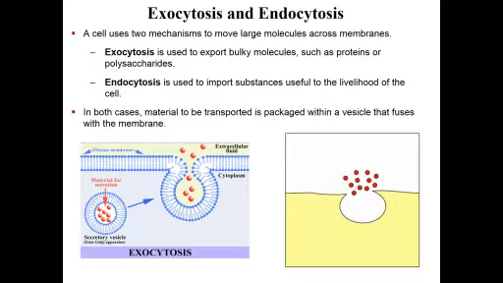Here, as you can see in this little short animation, you have a vesicle that has some type of molecule that's going to be secreted outside the cell. This is going from the Golgi apparatus to the membrane. The membrane of the vesicle fuses with the membrane of the host cell. The contents of the vesicle are then expelled outside the cell. This is exocytosis.